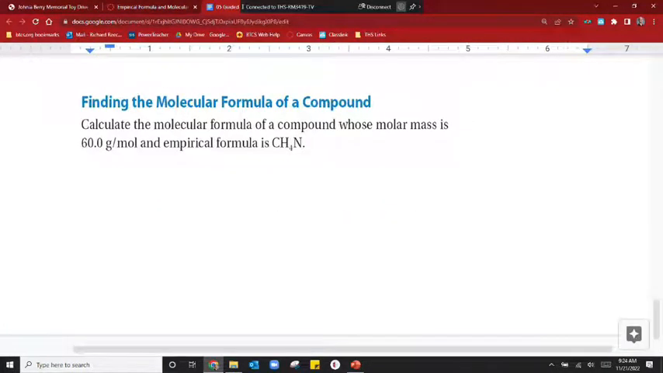This is the last one we'll do together here. This is when you have questions about molecular formulas. It says, calculate the molecular formula of a compound whose molar mass is 60 grams per mole, and the empirical formula is CH4N. First thing you need to do is find the molar mass of the empirical formula. So let's find the molar mass of the empirical formula.